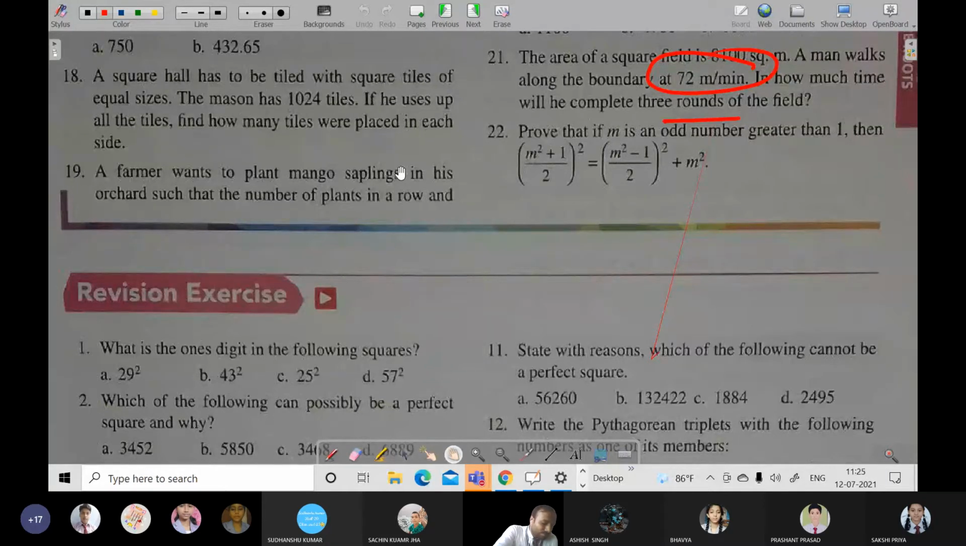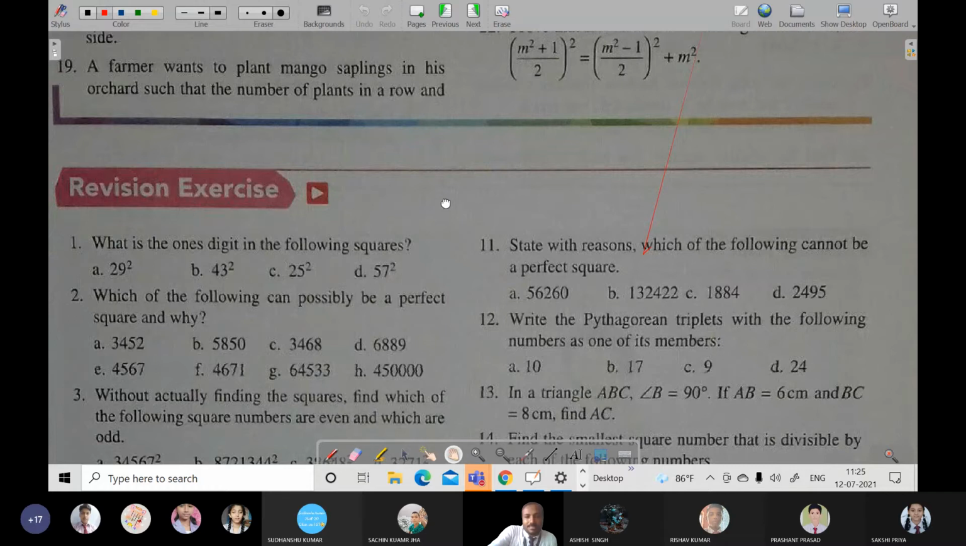Okay, further more doubt to anyone? Sir, question number 19 of the revision exercise. Of course, I will be going to question number 19 of the revision exercise.